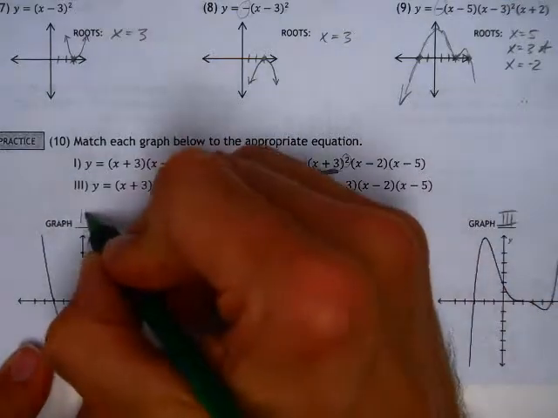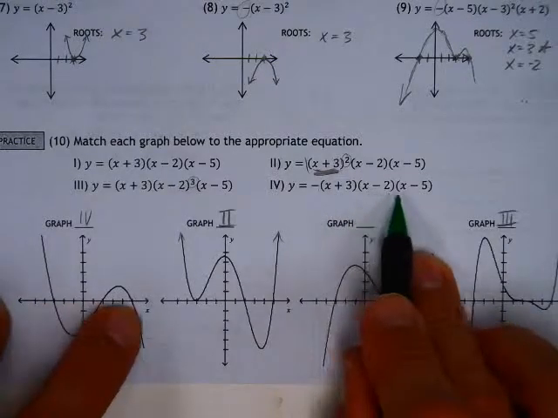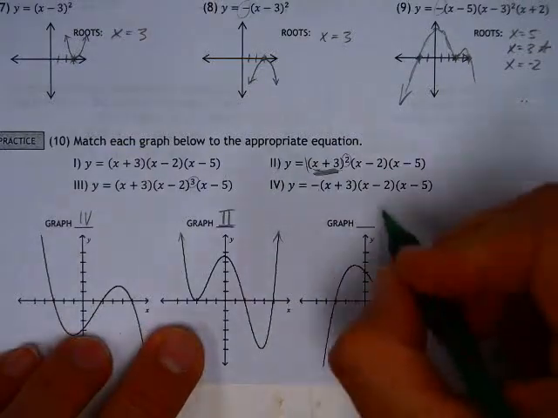So this would be the IV with the root at 3, at 2, and at 5. And the same thing, 3, 2, and 5, but the end behavior is going up, and therefore this is 1.